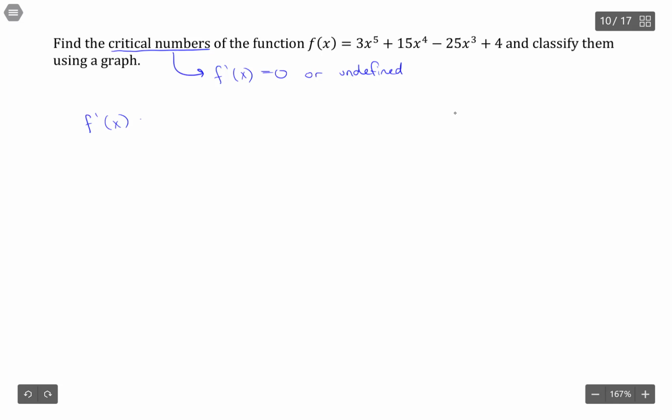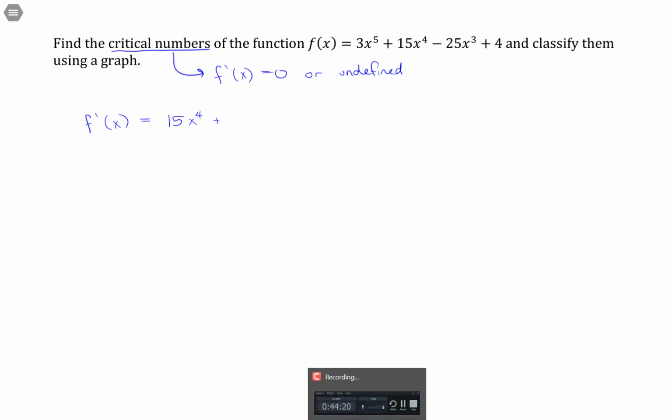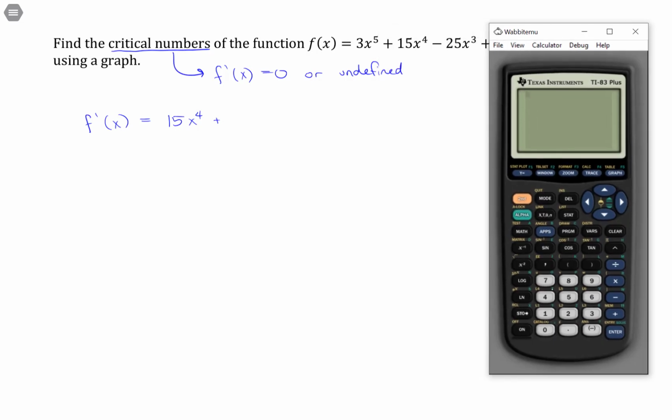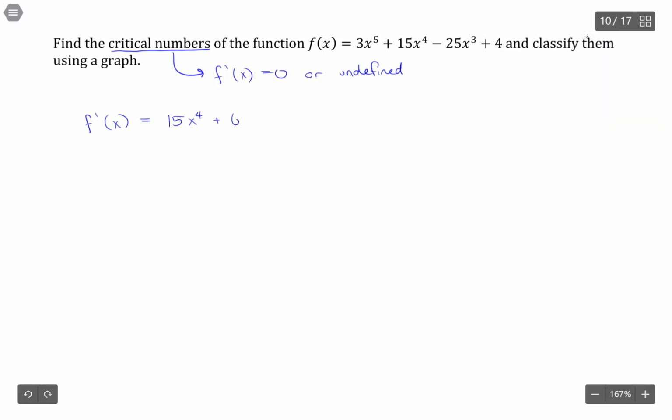And we'll begin by getting the first derivative itself. So let's see, 3 times 5 is 15x to the fourth using the power rule. And plus 4 times 15, I believe is 60. Let me just double check. Don't want to make an arithmetic error. All right, yep, that is 60. So plus 60x cubed minus 75x squared. All right, and then the derivative of 4 is, of course, 0.